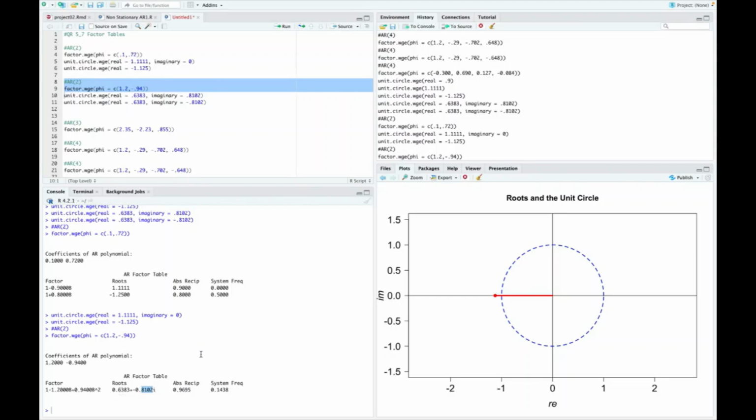So this is a nice way. First of all, you can see through the absolute reciprocal, since that's less than 1, you know that the root was bigger than 1 or farther than 1 from the origin, that its modulus was bigger than 1. But we can also see that with the unit circle.